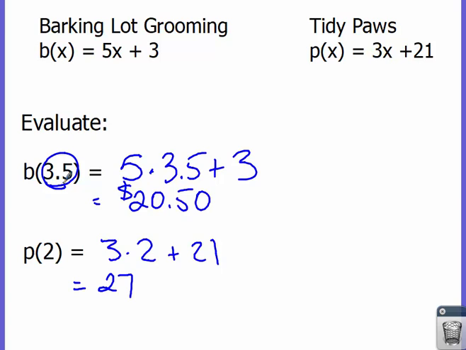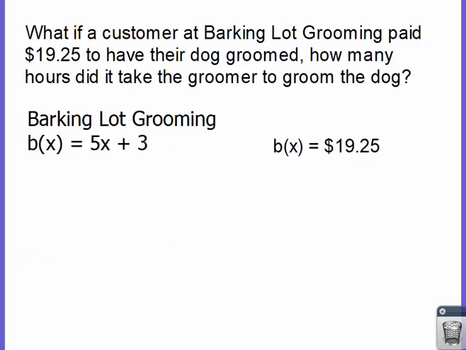Now that's half the lesson today, because there's one other thing that we've got to look at when we're dealing with evaluating functions. And this one, it's giving me the x value. But what if I have the answer to the problem and I'm trying to find x? It says, what if a customer at Barking Lot Grooming paid $19.25 to have their dog groomed? How many hours did it take the groomer to groom the dog? So this time it says b of x is equal to $19.25. This is the answer. And what I'm trying to get back to is how many hours did it take, which is the value of x.